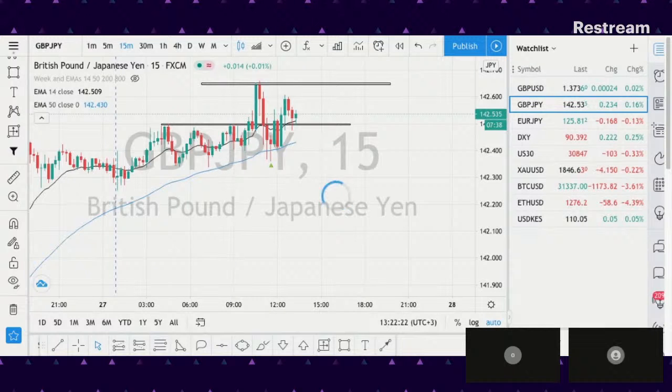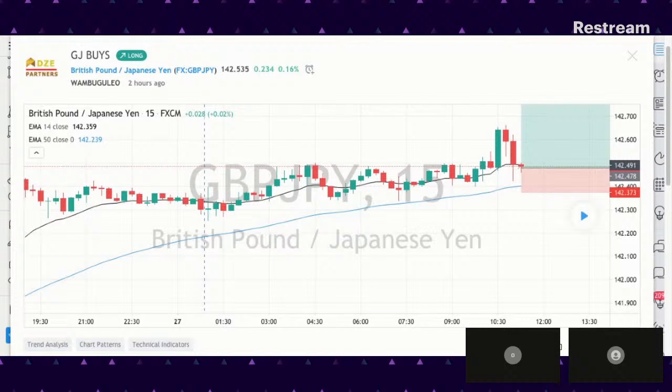Clear view is done. Our entry is at 142.483. Price is at 142.53. I'm expecting it breaks 142.64. Our first target is at 143. That is 50 pips.